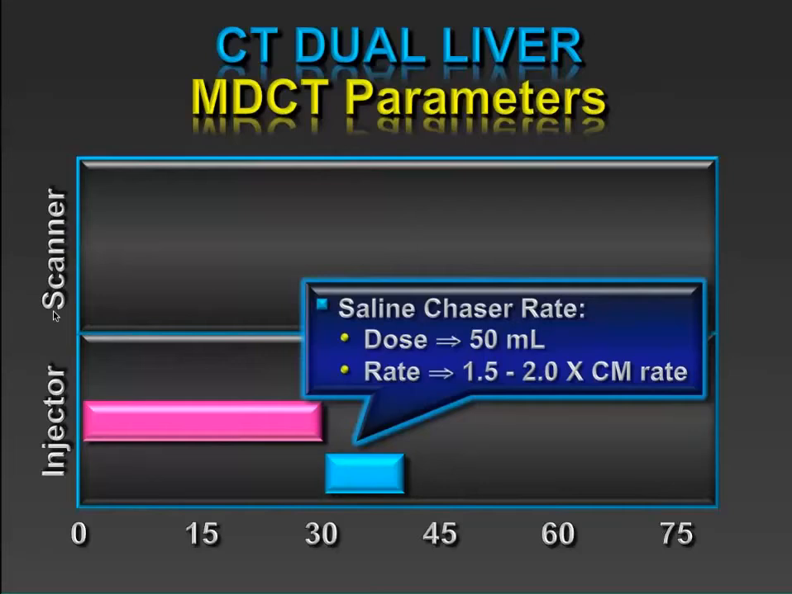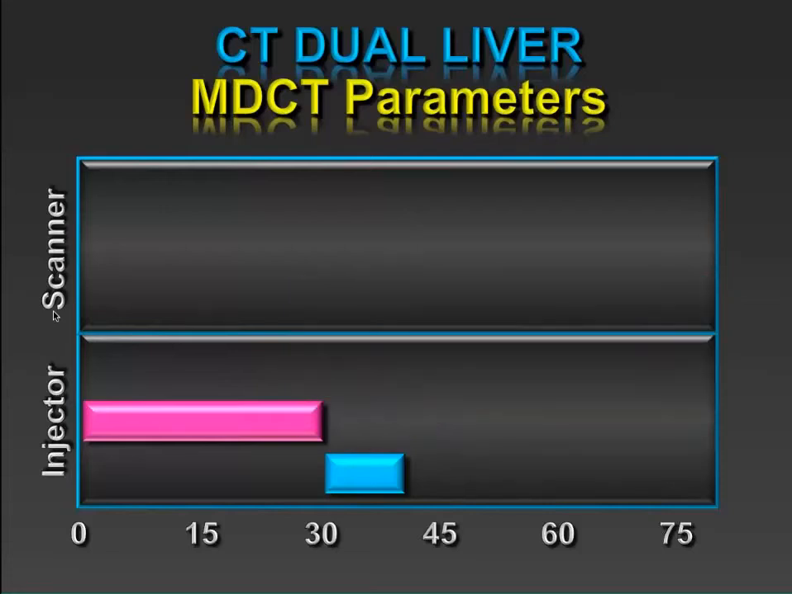And we give that at a higher rate than we give the contrast media, typically 1.5 to 2 times. And you may say, well, man, that seems like an awfully fast rate to give saline if I'm giving contrast at 4 mL per second. Well, remember, saline is a very, very low viscosity relative to contrast media, so it's not that challenging to give saline at 8 to even 10 mL per second if you need to. But that'll flush it out a little bit quicker.